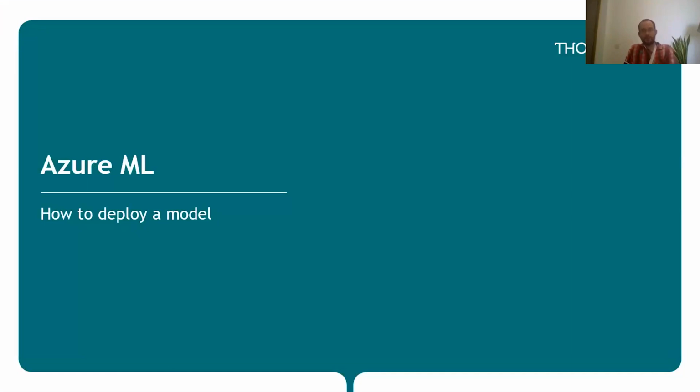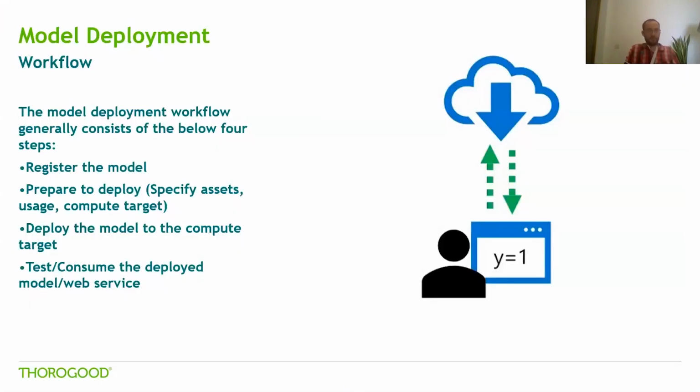So now that we've talked about how to build a model, the next thing we're going to talk through very briefly is how to deploy a model using Azure ML. The model deployment workflow involves several steps. I'll take a look at these in a little bit more detail, but just at a high level first. The first thing we'll do is register the model.